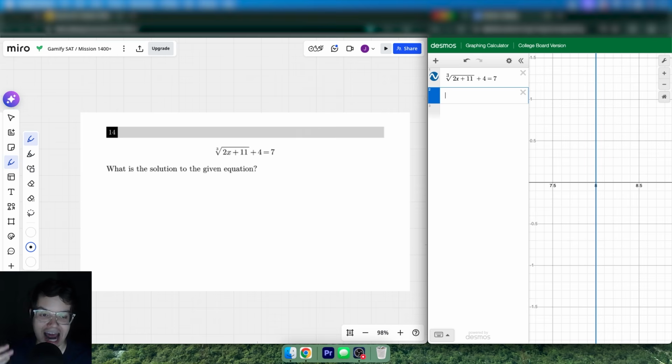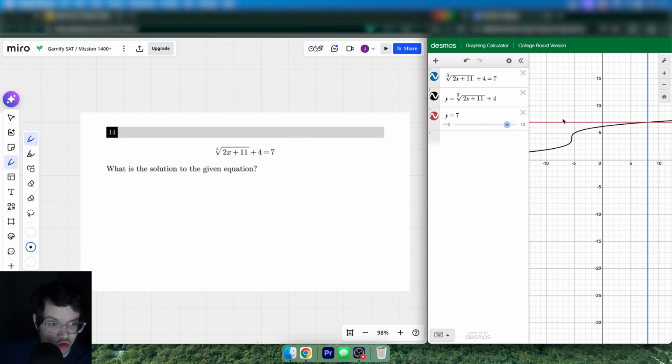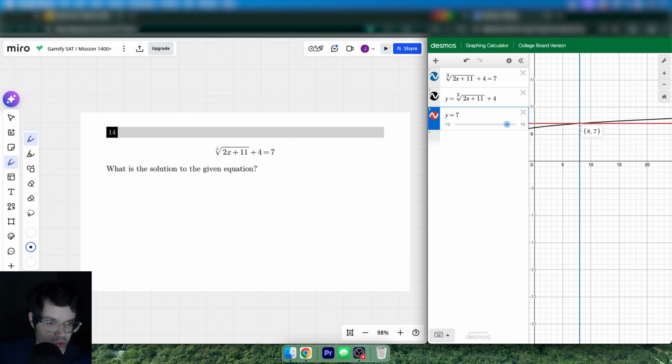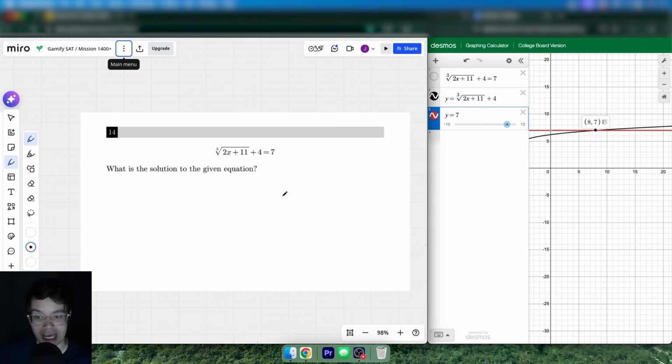What do I mean by that? I can just say y is equal to the left side of the equation, and then also y is equal to the right side, which would just be 7. And then it gives us these things here. It gives us two different squiggly lines, or I guess one squiggly and one is just a horizontal line. And we can just see here where they intersect. We can get rid of this blue thing by clicking that. So we can see here 8, 7. So that is where we're getting this 8 from, so it would be 8 for the answer.